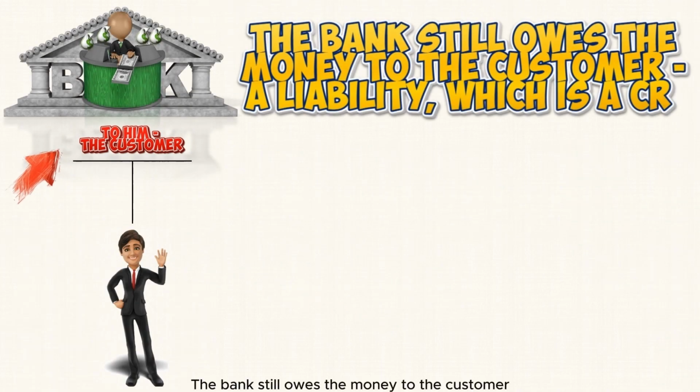The bank still owes the money to the customer. This is a liability. So remember, anytime you owe someone else money, this is a liability, which is always a credit. So in the bank's accounts of the customer, it will be in the T account as a credit balance because the bank owes money to a customer. So from the bank's perspective, it's a liability.